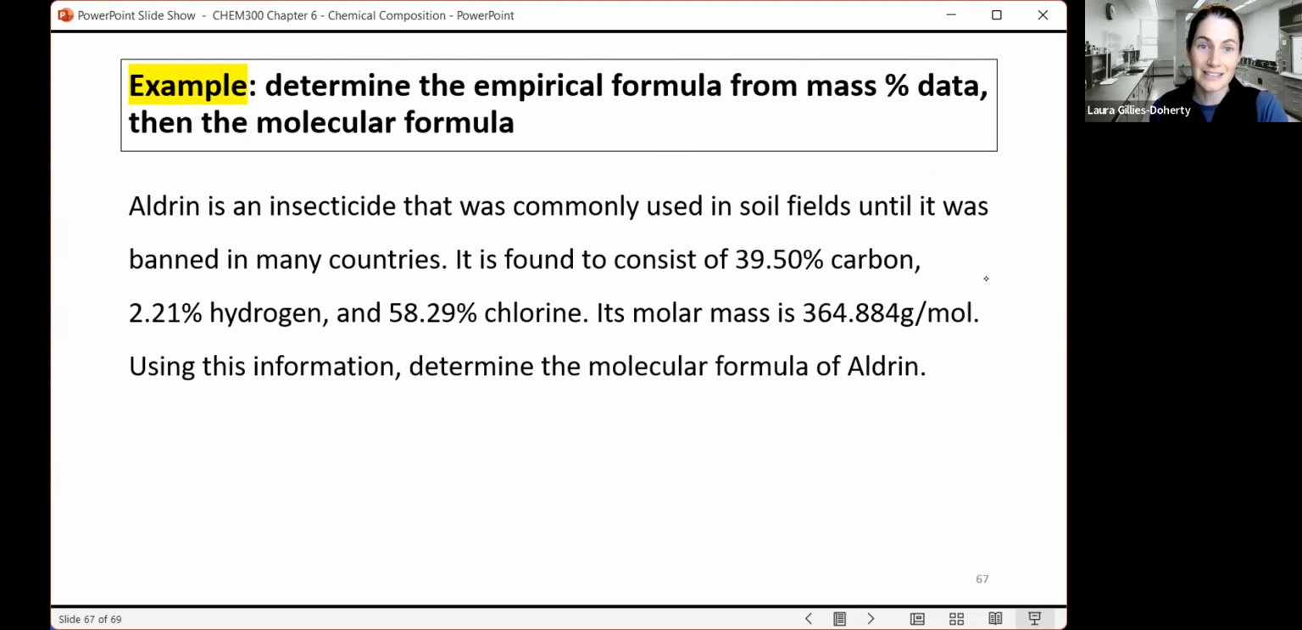So aldrin is an insecticide that was commonly used in soil fields until it was banned in many countries. It's found to consist of 39.50% carbon, 2.21% hydrogen, and 58.29% chlorine. Its molar mass is 364.84 grams per mole. So this is its molecular formula molar mass, how it's actually found. So using this information, determine the molecular formula for aldrin. So we're going to open this up on a whiteboard to give us a little bit more space to solve this problem.